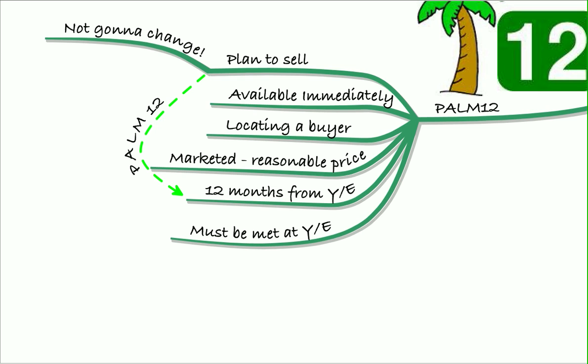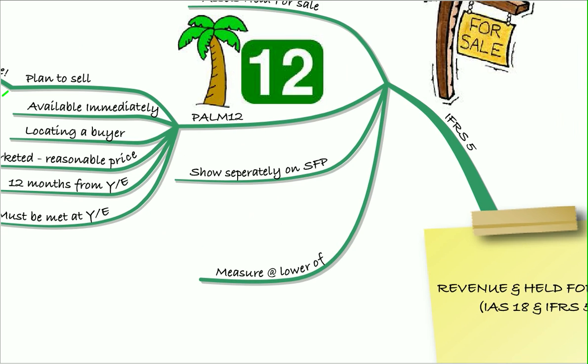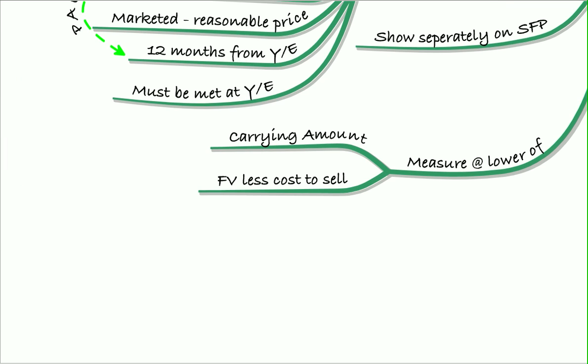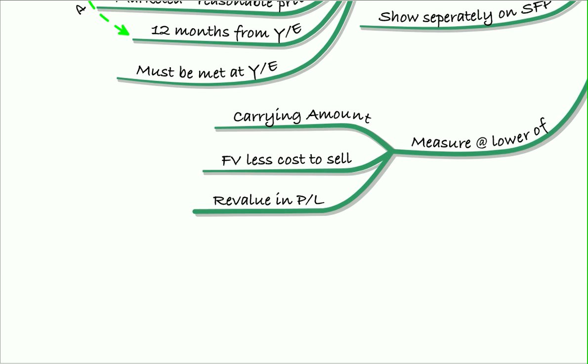If they are, then we can classify this, and in fact have to classify it, as an asset available for sale. Now, it's not going to be anything other than shown separately on the statement of financial position. And we will measure this, once we've done it, at the lower of the carrying amount and the fair value less cost to sell. And once we've done that, we'll revalue it in the P&L, i.e. if it's impaired, we'll take that to the profit and loss.